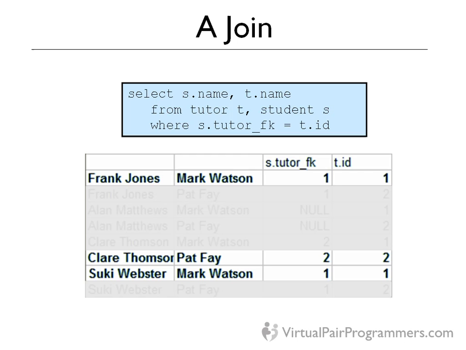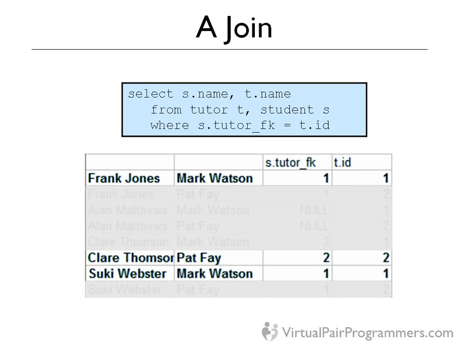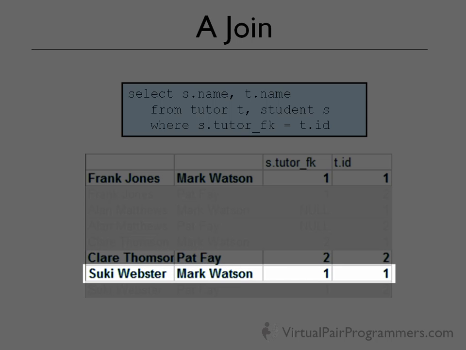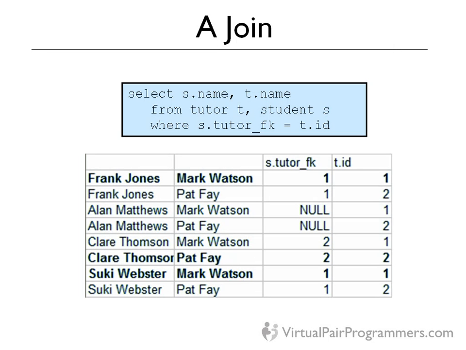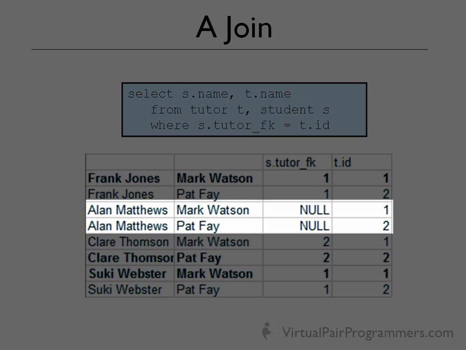So this row here, we have a match of 1 and 1. So we will see Frank Jones and Mark Watson. We have a match on this row, Claire Thompson and Pat Fay. And we have a match on this row. So that's the theoretical process going on under the hood. Actually, most databases will implement that in a more efficient way, but that's kind of the mathematical way that a join works. But notice that it only returns students that have a tutor. Alan Matthews in these two rows here, because their foreign key is null, they will be excluded from this report.